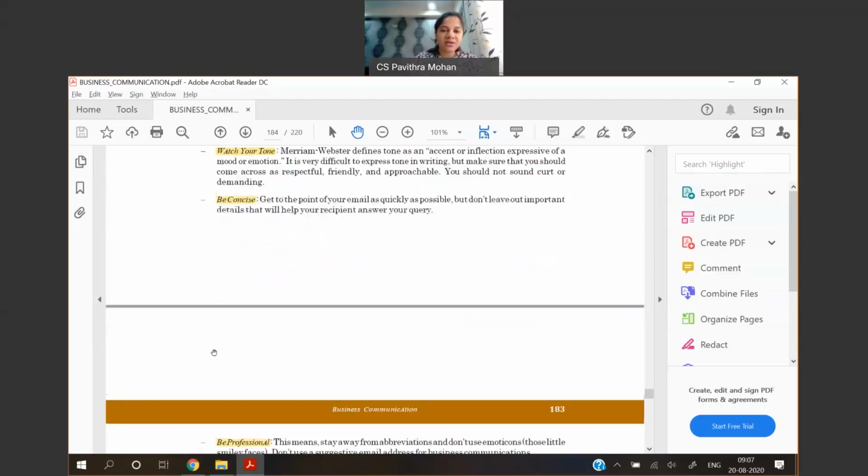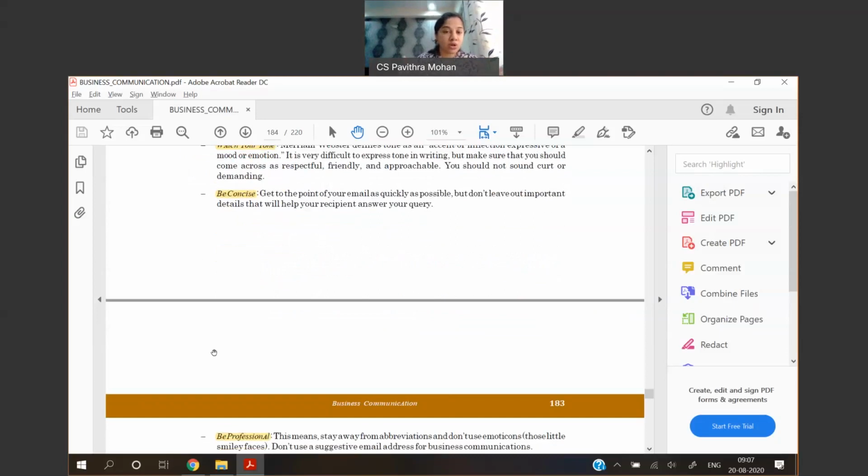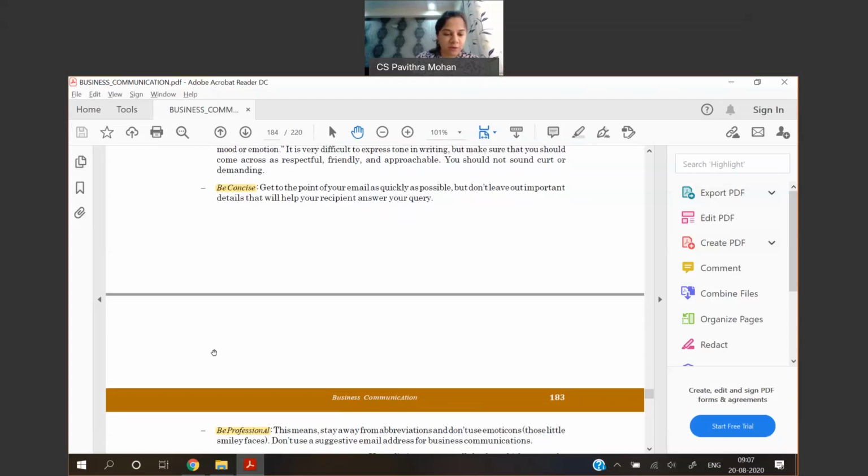Be concise. Don't drag your email into a lot of pages. Okay, keep it crisp and clear, brief. That's what is called brevity. Keep it brief and try to explain all the things that are required, so the reader need not spend too much time, but they will get all the information.